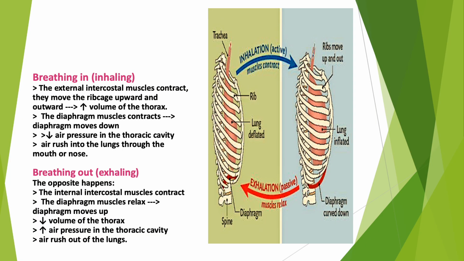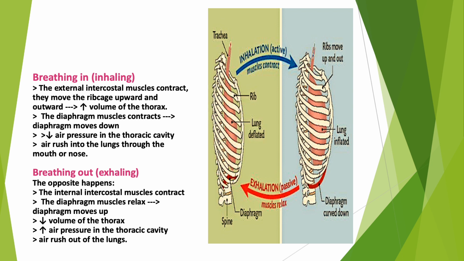Let's focus on what exactly happens during breathing in, that is inhaling, and breathing out, that is exhaling. The external intercostal muscles contract. They move the ribcage upward and outward. Thus, the volume of the thorax increases. The diaphragm muscles contract and the diaphragm moves down, decreasing the air pressure in the thoracic cavity. As a result, air rushes into the lungs through the mouth or nose.